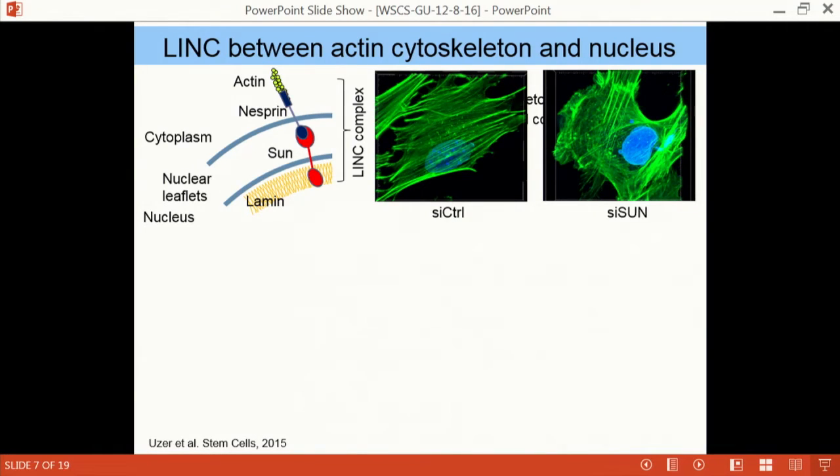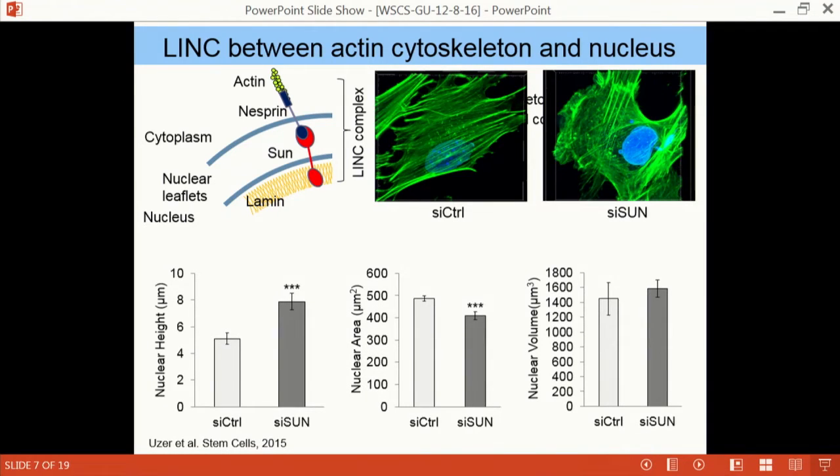Here's a cell with or without LINC complexes and how they look. In a control cell, again, you see the green actin cytoskeleton, and the nucleus is in the middle. The actin cytoskeleton crosses over the nucleus and pushes it down, making it more flat. In a LINC-deficient cell, which we accomplished with siRNA against the SUN protein, effectively disanchoring nesprin from the nuclear surface, the nucleus is more spherical and has no actin cytoskeleton connections to it. When we look at the structural parameters of the nucleus, we see that the nuclear height is increased and nuclear area is decreased, but the nuclear volume remains the same.